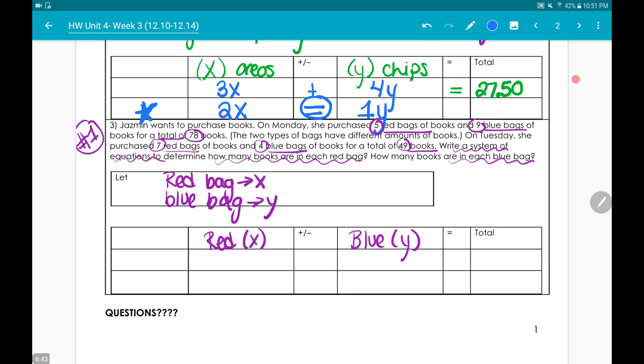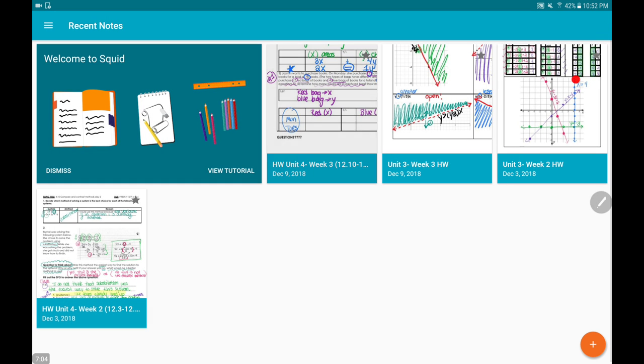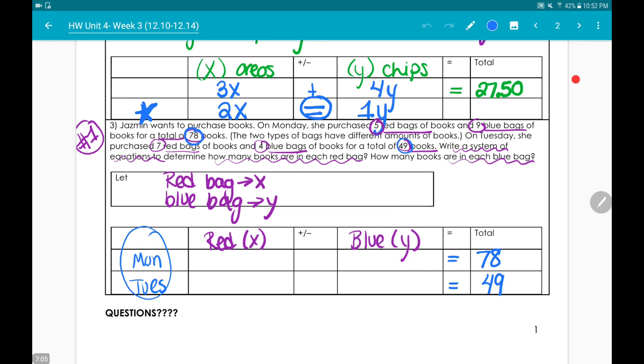So my 2 totals were 78 bucks and 49 bucks. And this happened on Monday and Tuesday. This column doesn't really matter. It just helps us distinguish what goes with what equation. Uh-oh. What happened here? All right, back to business.